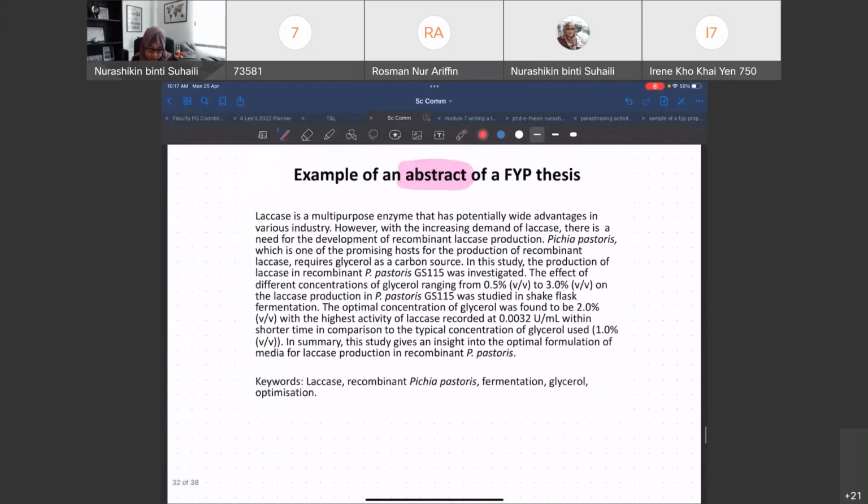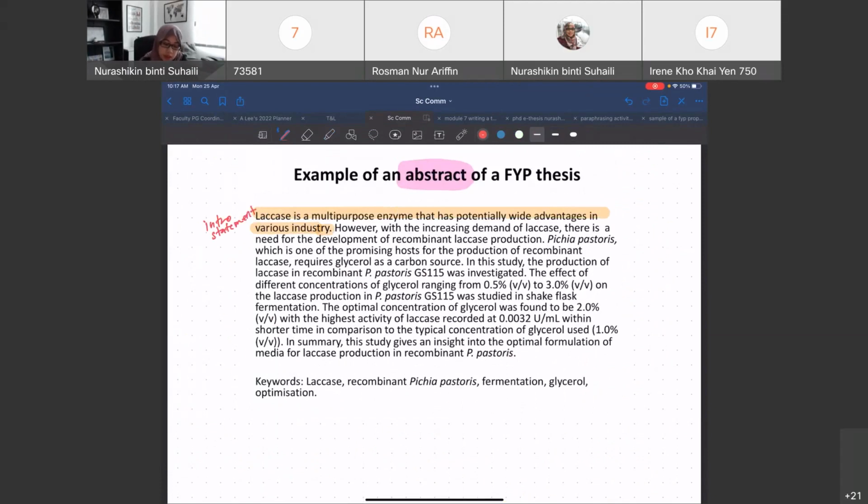This is just an example, very quick. Okay, this is what I meant just now. And this is the abstract of a FYP. This is the introductory statement, what I mentioned just now.